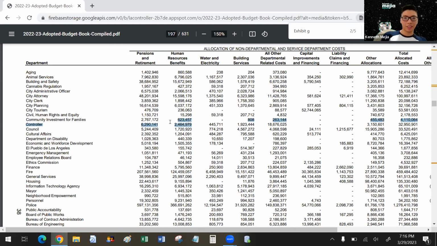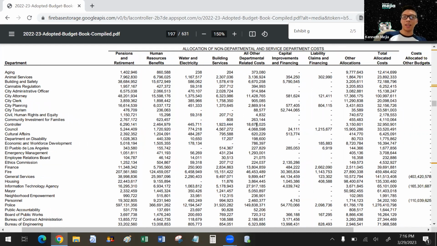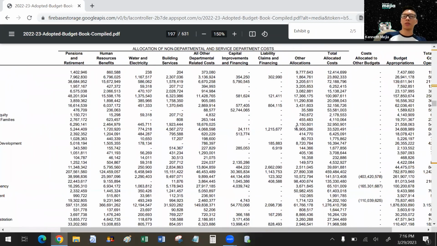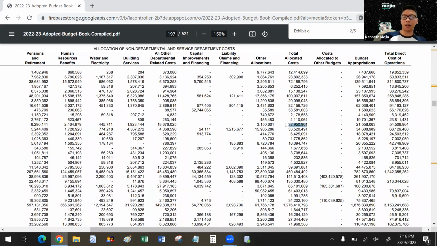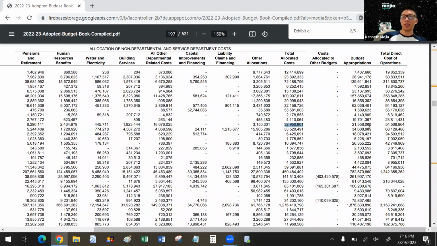You get HR benefits. We also have water and electricity because we use the city and we also use the building here. As you can see here, we're budgeting to spend $1.9 million on building services that we use for our office. We are located in City Hall East, and there are also other department related costs that fall outside of pensions, HR, and water, and those would be lumped in here. If you add those all up, you get the other total allocated costs. And then if you add that with your operational costs right here, that's how you get the total budget.